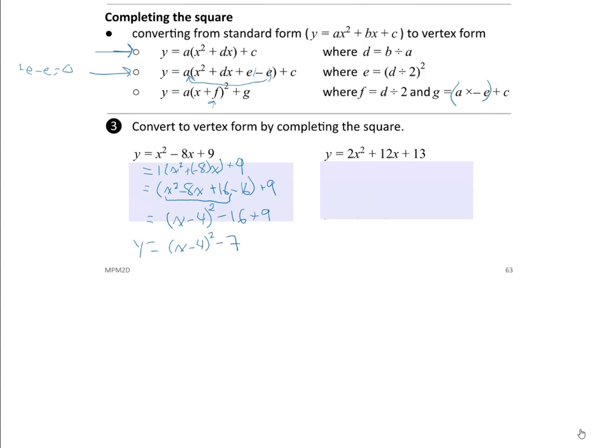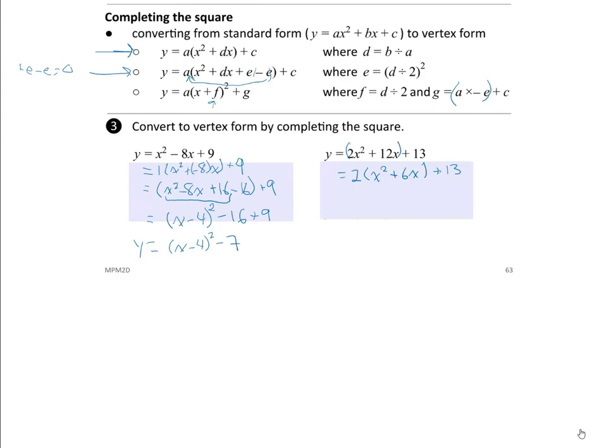It is a lot to take in, so take your time with this. Okay, same idea again. Put brackets around the first two terms. We're going to take out a factor of a, which is 2. And we're left with x squared plus 6x, right? Because we took out a factor of 2, plus 13 here.